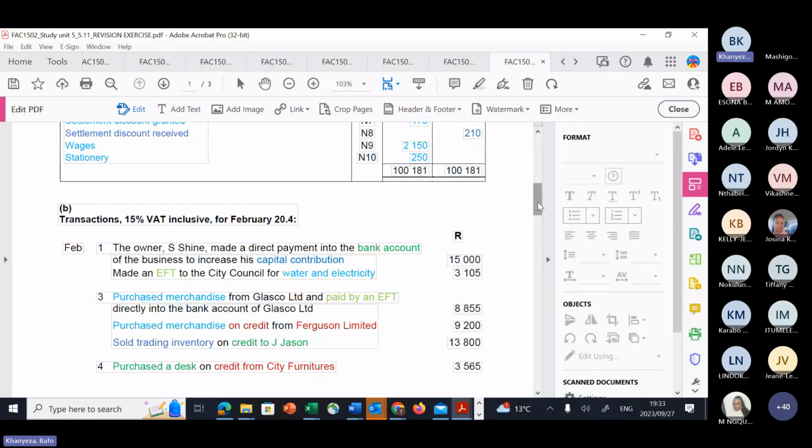Now, when you do a bank reconciliation, the cash payment, the cash receipts and the bank ledger part of the bank reconciliation will be very easy for you, because you've already done something like that. It won't be the first time.